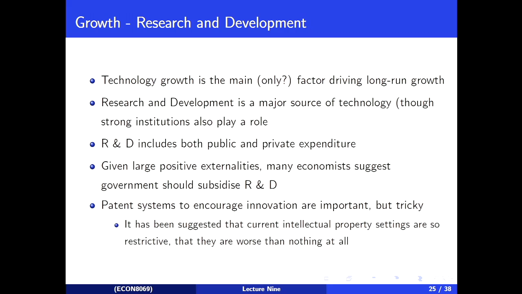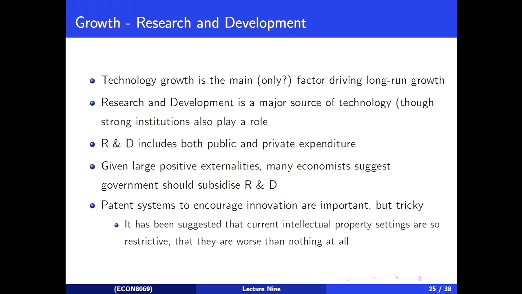Given that there are very, very large positive externalities associated with research and development, R&D, I'm going to go further and say most economists suggest government should subsidize R&D pretty heavily, and most governments do subsidize R&D. Right? Governments pay partially for universities. They pay for, in Australia, we have CSIRO, which is the government-funded body that creates research and development.